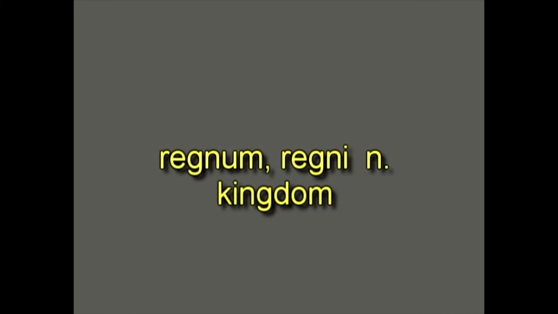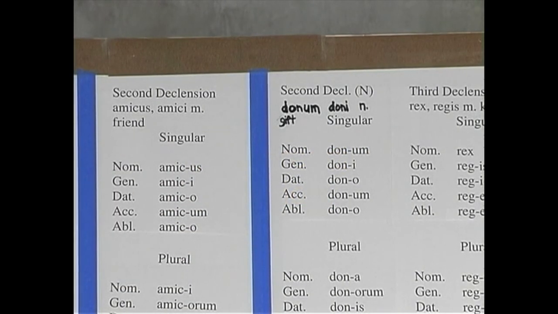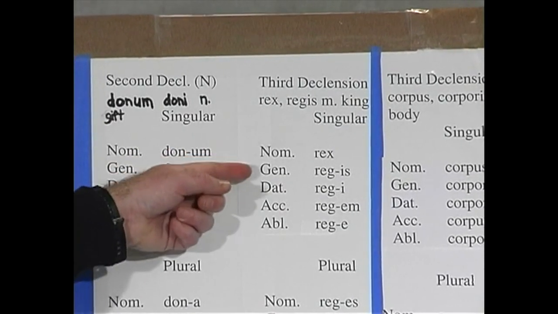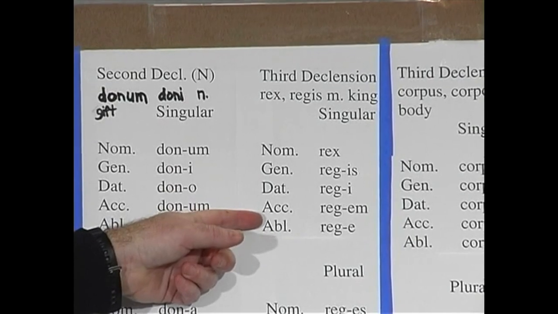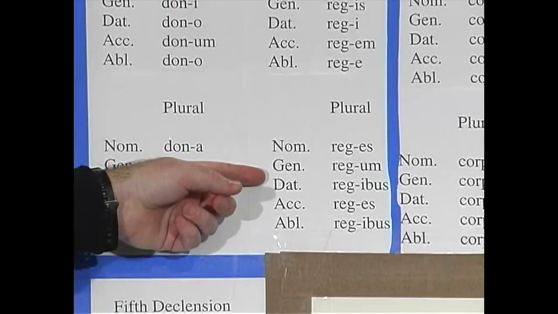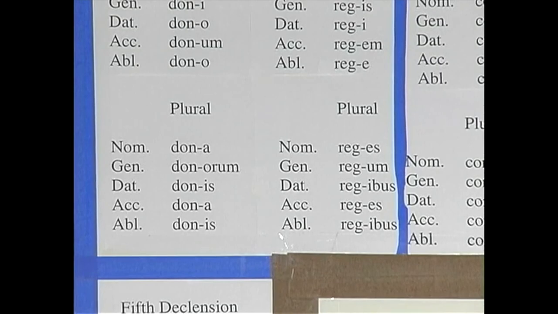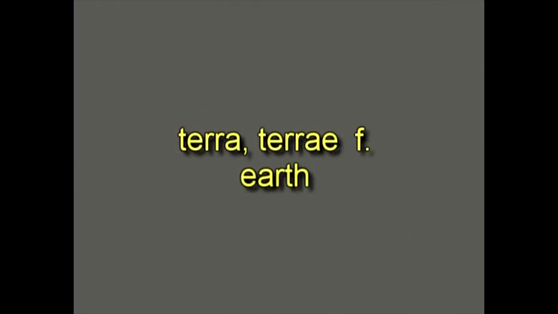Regnum, regni, neuter, kingdom. Which declension is that? Second declension, neuter. So it would be declined like donum. How about voluntas, voluntatis, feminine, will. Again, third declension, you've got is in the genitive singular. This is a third declension feminine noun. It would be declined as voluntas, voluntatis, voluntati, voluntatem, voluntate, voluntates, voluntatum, voluntatibus, voluntates, voluntatibus.